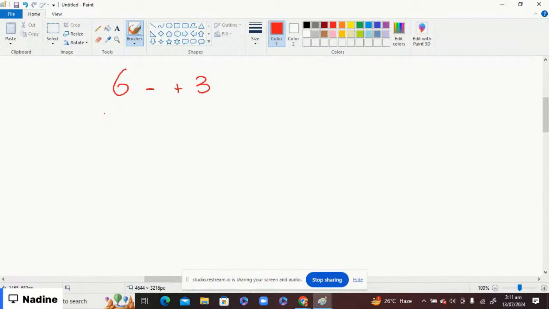So how can we solve it? I already explained. If there is one minus sign and one plus sign, what do we do? Minus plus is minus, so you are going to put 6 minus 3. So what is the answer of 6 minus 3? It's 3.